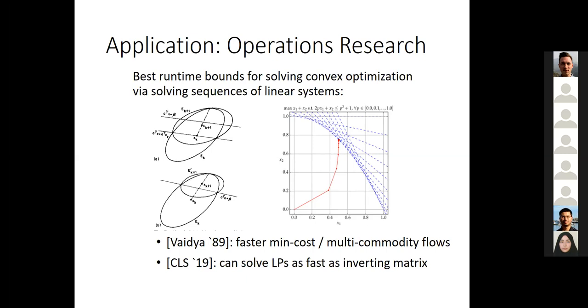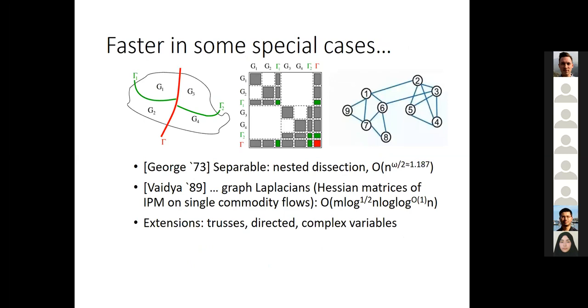There was some work by Vaidya in the late 80s. In fact, even the earlier Karmarkar papers had some speedups of speeding up these linear system solves using the fact that the linear systems are gradually, slowly changing. This was recently improved by Cohen, Lee and Song to show that you can solve linear programs as fast as inverting a single matrix, in fact. But the other thing that came out of this is that Vaidya analyzes things like min cost flow and multi-commodity flow, for which the linear systems coming out of them are extremely structured. So this leads to the question of, if we have some special additional structure to the linear systems, can we get better algorithms?